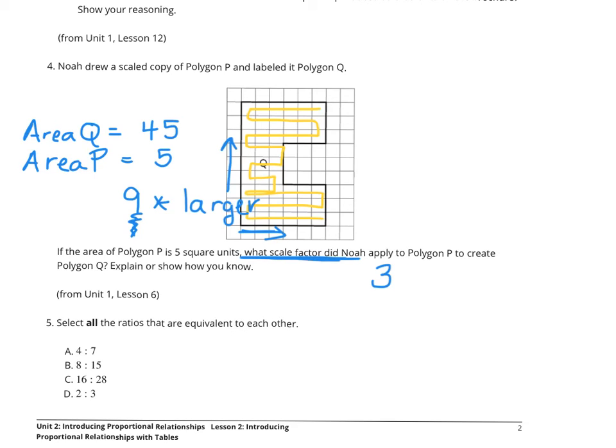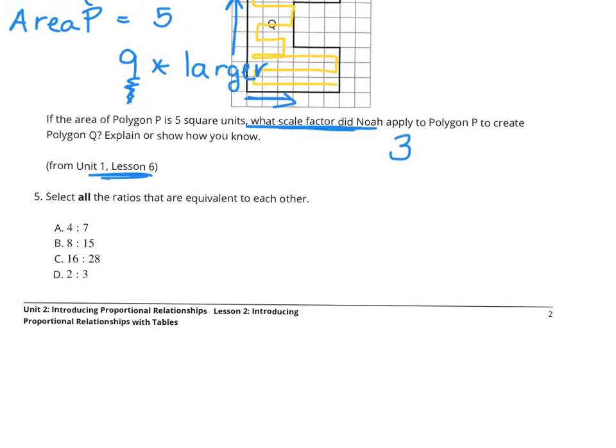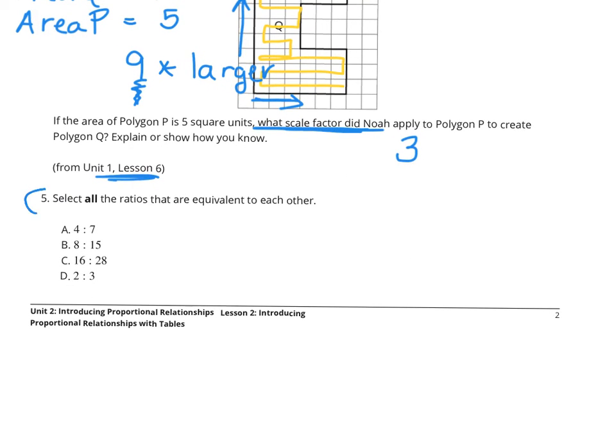Kind of a strange question, and we skipped that lesson when we did Unit 1, but we'll keep talking about it through the year and see if we can figure that out. All right, and then answer question 5 for me. Select all the ratios that are equivalent to each other. And again, if it helps you to make a T-chart, that's great.